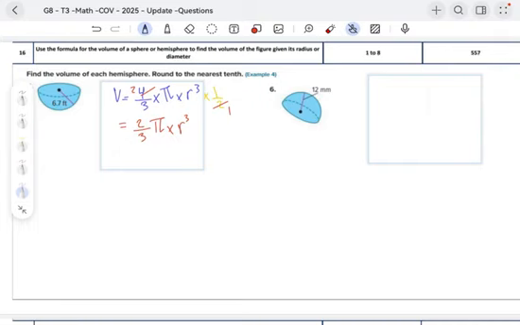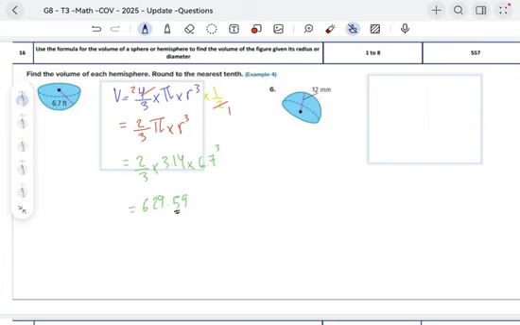Now we're gonna substitute 2/3 times pi. The approximate value for pi is 3.14 and the radius is 6.7 to the power 3. So this is equal to 629.59, and we have to round it to the nearest tenth.